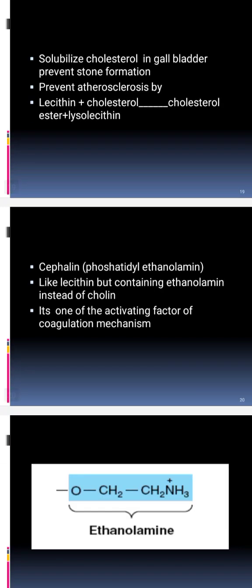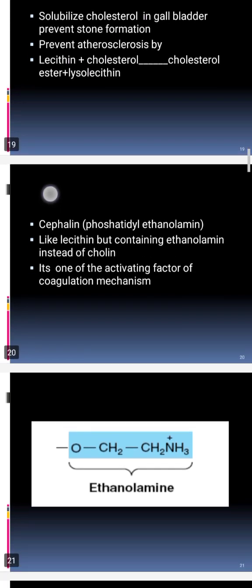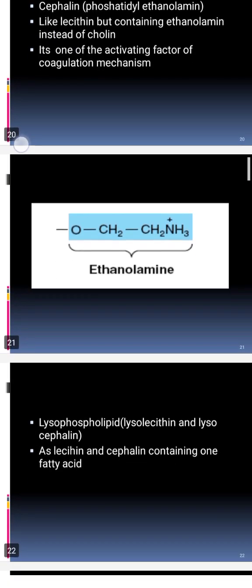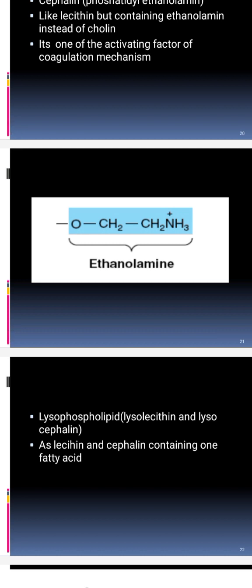Another type is kephalin. Kephalin is phosphatidyl ethanolamine. This is the second name of kephalin. It's like lecithin, but it contains ethanolamine instead of choline in lecithin. Okay? It's one of the activating factors of the coagulation mechanism. In this diagram, we can see ethanolamine.